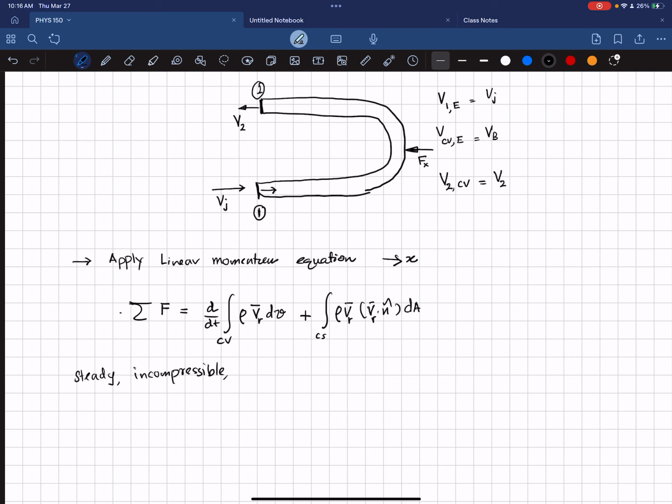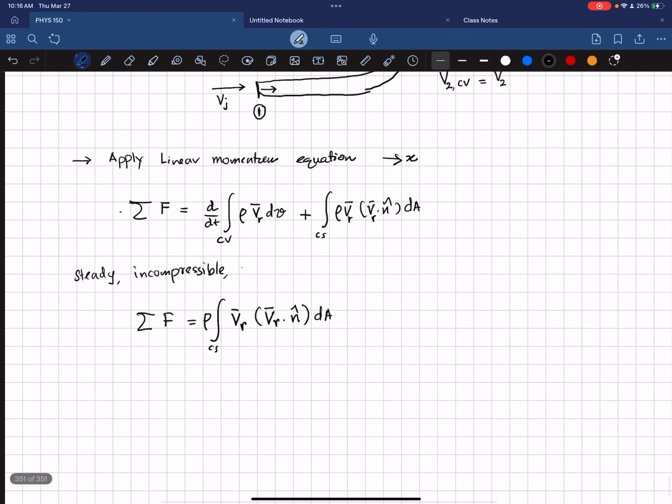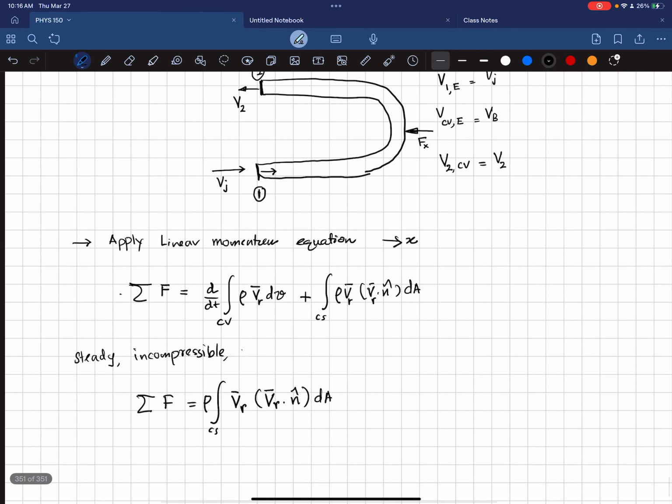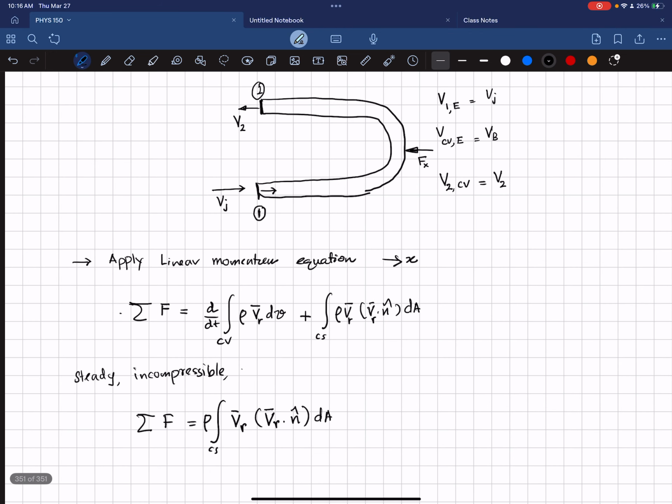For a steady incompressible flow, we can write sigma F is equal to this term right here, and this term right here is 0, and that term right here is 0. So we can write the control surface integral of rho, which can be taken out, VR dot n dA. So we need to find the relative velocity at cross section 1 and cross section 2 relative to the control volume.